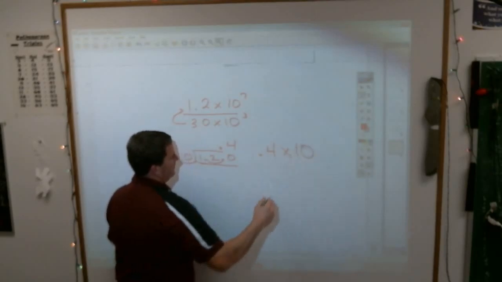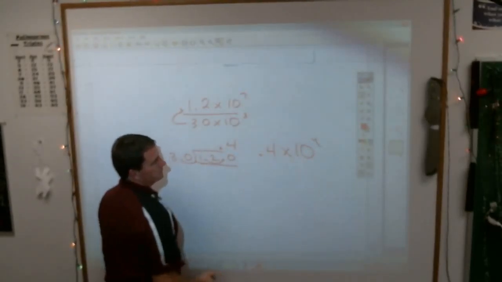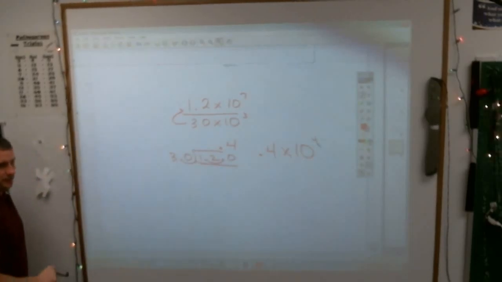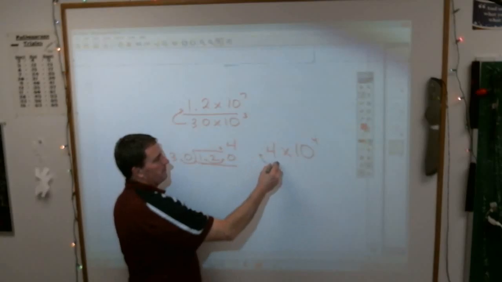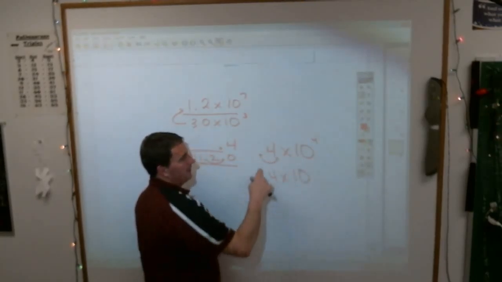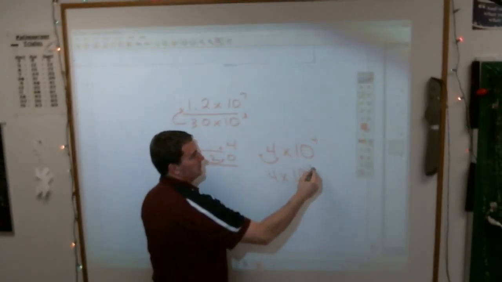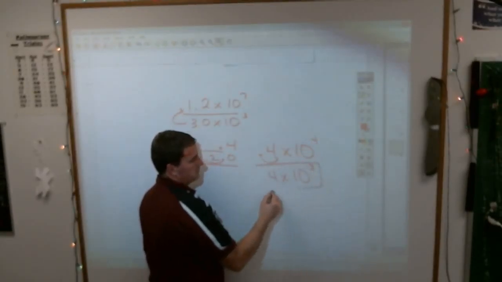And times 10 to what power? 3 from 7 is 4. Not in scientific notation, so Madison, I have to move the decimal, which makes it 10 to the... I made this one bigger, so I have to make that one smaller, 10 to the 3.